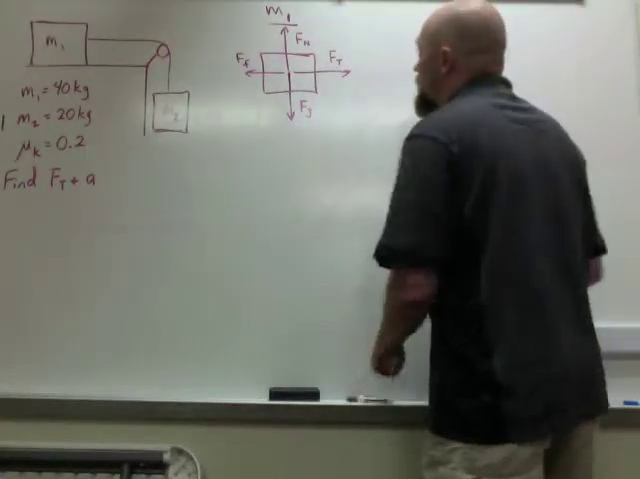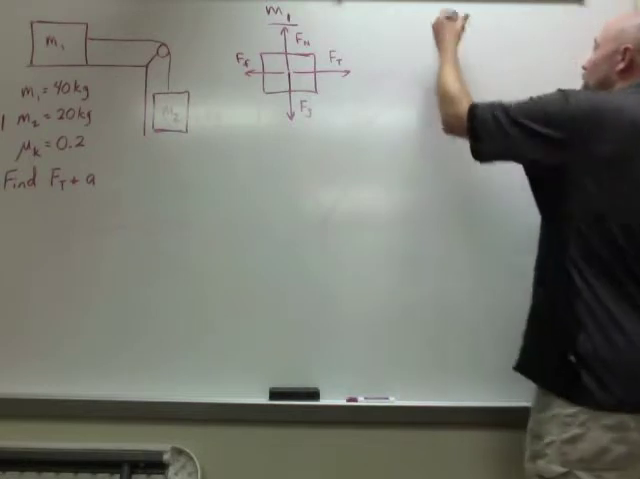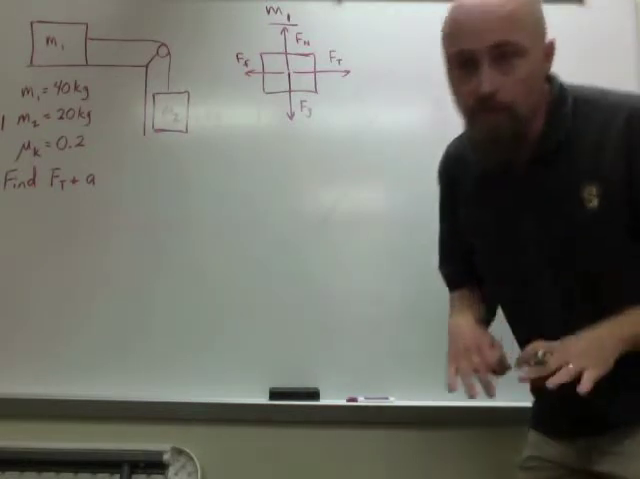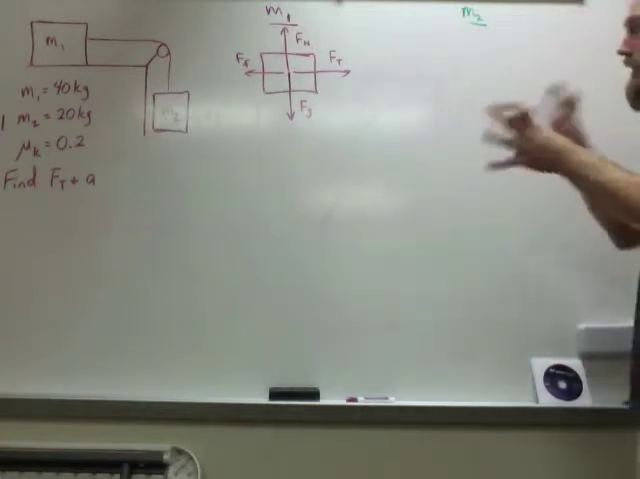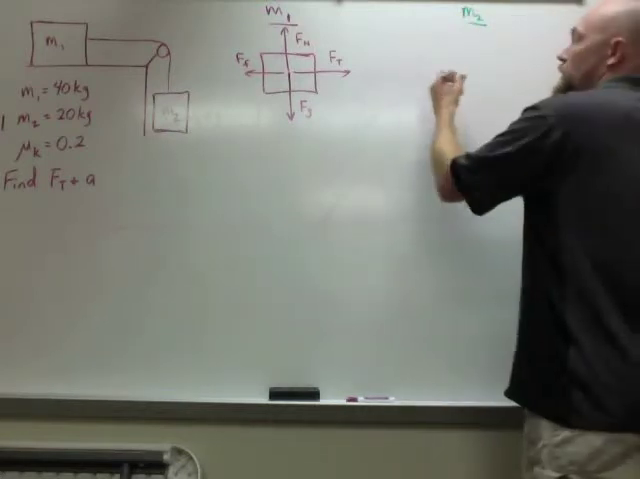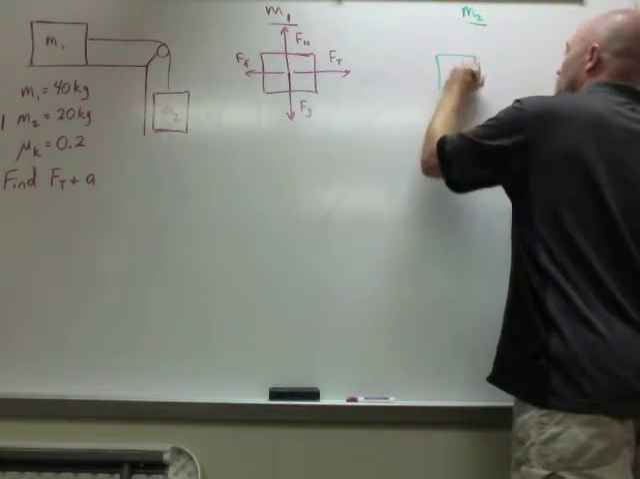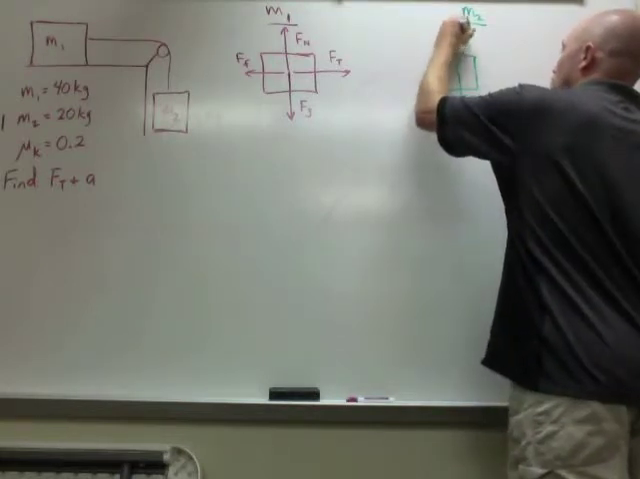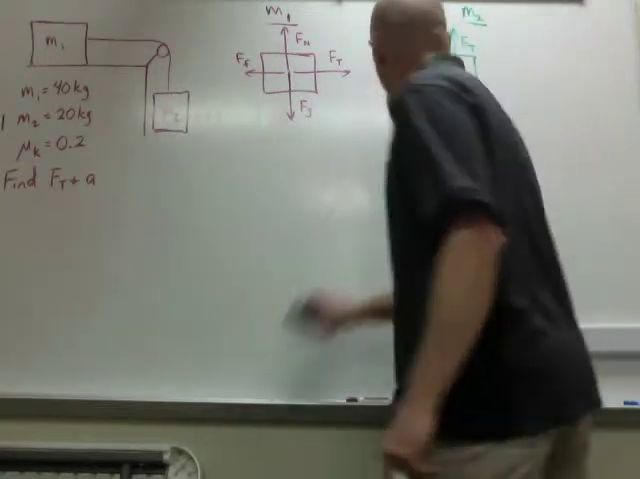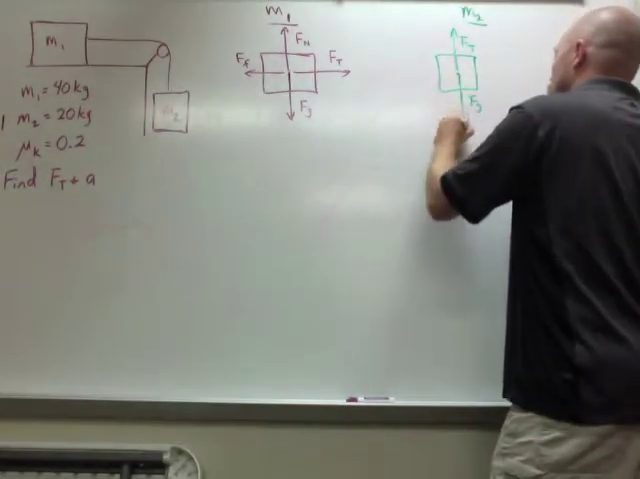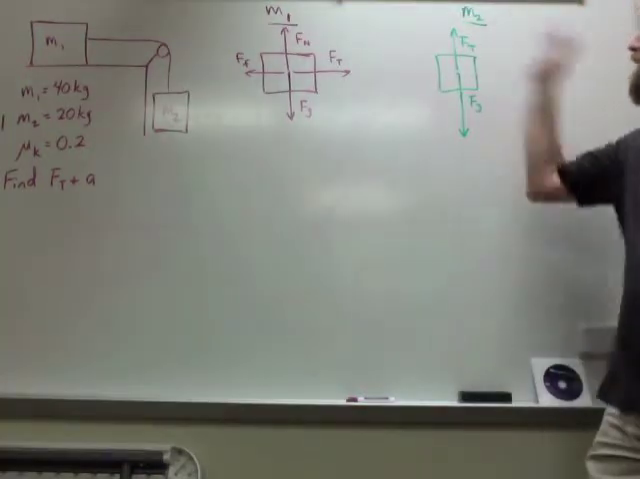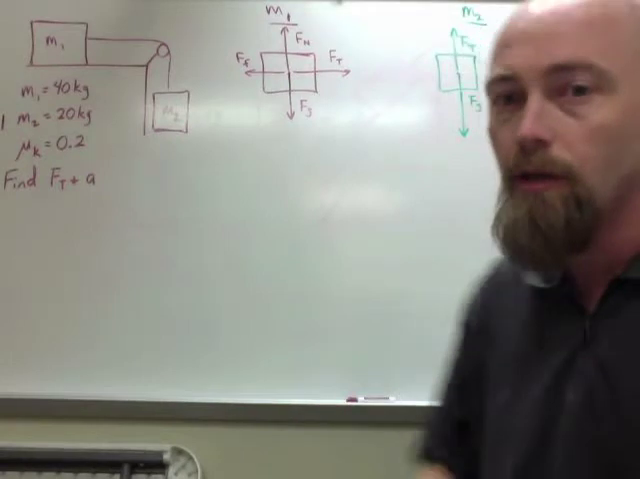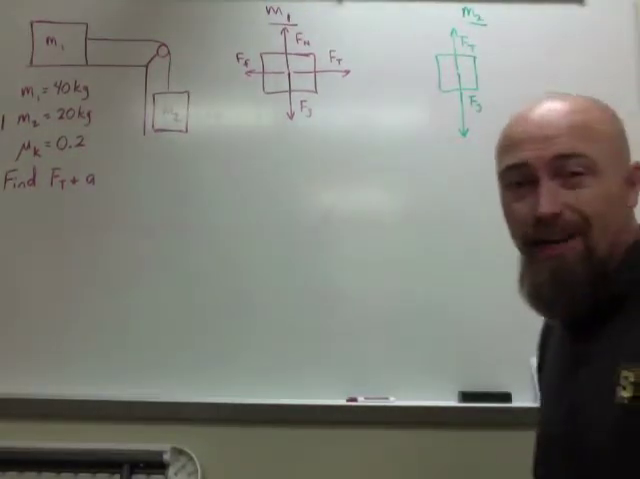If I draw my free body diagram for M2, now again, I'm going to use a different color. I would recommend that you guys do the same. It'll help you not get confused as far as what's going on. But for M2, I am going to have FG going down, and then FT going up. Actually, I'm going to make FG bigger because I'm going to assume it is going to accelerate down. All right, so there are my forces. So first step is free body diagram.